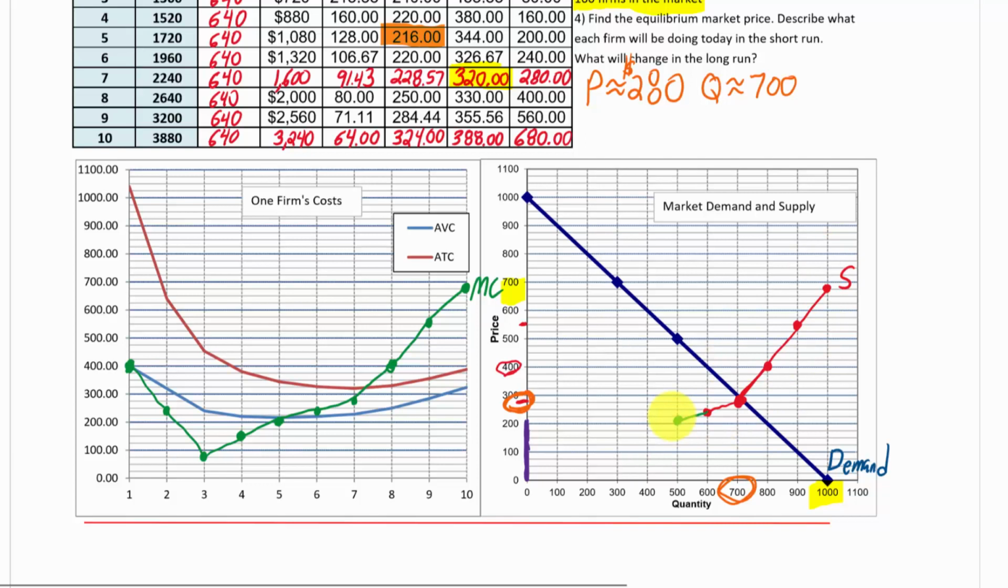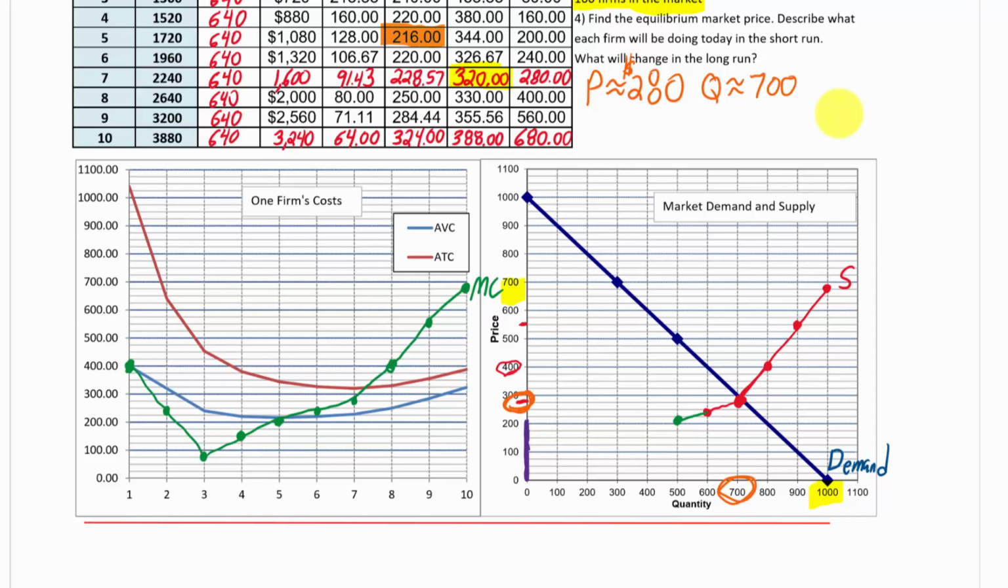The other reason this is approximate is that we're assuming all 100 firms' costs are exactly the same as this one firm's costs. That's not going to be true in the real world. It might be approximately true, and so these prices and quantities are going to be approximations when we're predicting this for an entire market. So what we're doing is not worthless, but it is giving us an approximate answer.